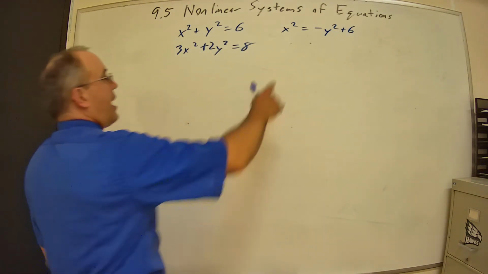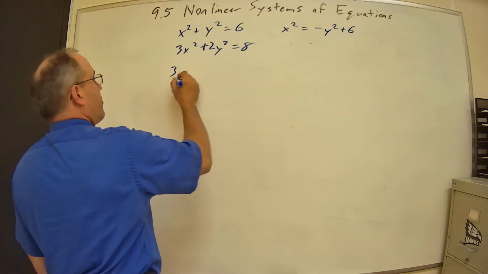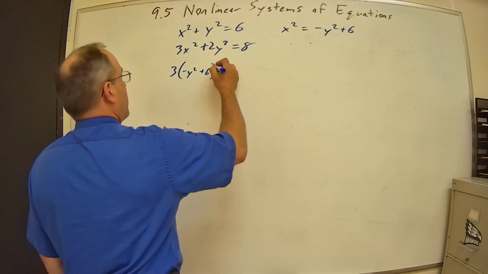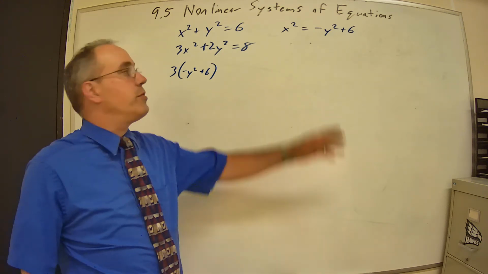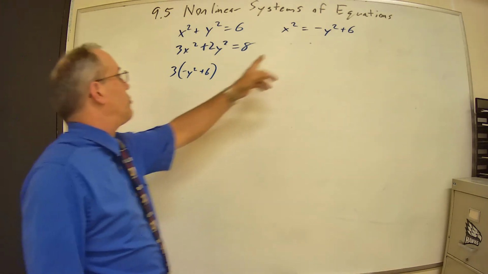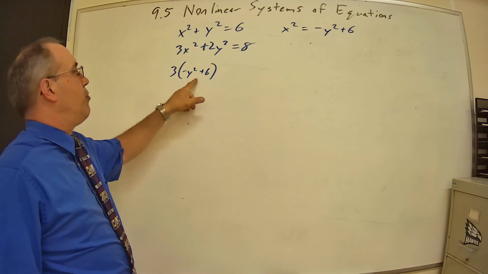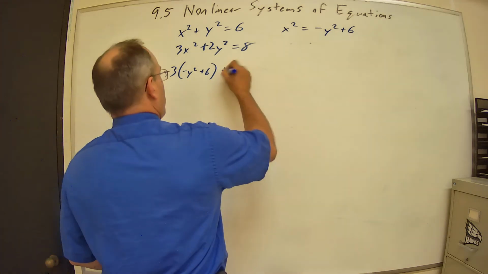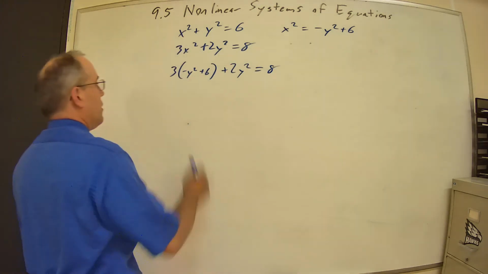And if I do that, I can plug that x squared in here. So I can say 3 times negative y squared plus 6. And notice that I'm not substituting for x, I'm substituting for x squared. So x squared gets substituted as negative y squared plus 6. I don't have to square that afterwards. Plus 2y squared is equal to 8.